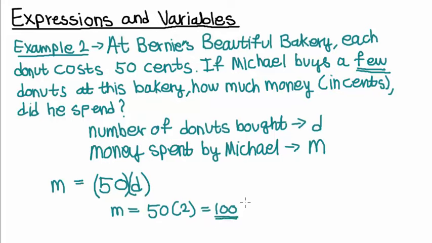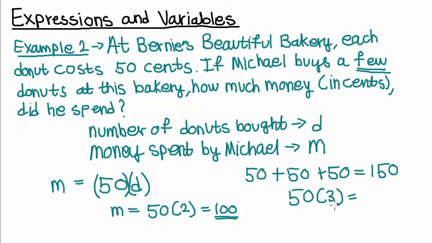Now let's just make sure. Let's say Michael bought 3 donuts. If Michael bought 3 donuts, that's like saying he spent 50 plus 50 plus 50 cents. And that is equal to 150 cents. So, if Michael bought 3 donuts, that's the same thing as saying 50 times 3 according to the equation that we found over here. And since 50 times 3 is also equal to 150, we know that we have reached the correct variable expression, or in this case, the correct variable equation for our problem. So our answer is M is equal to 50 times D.